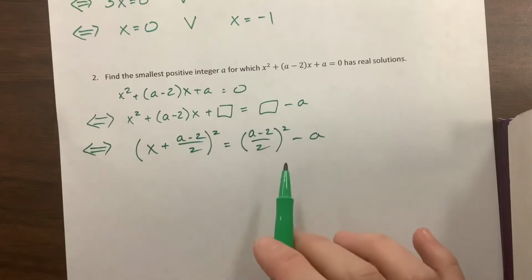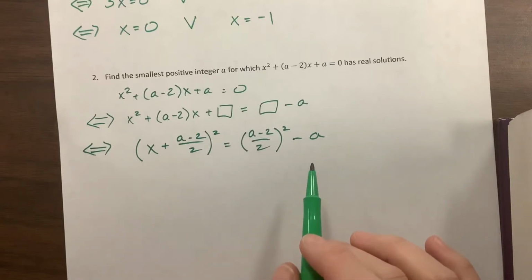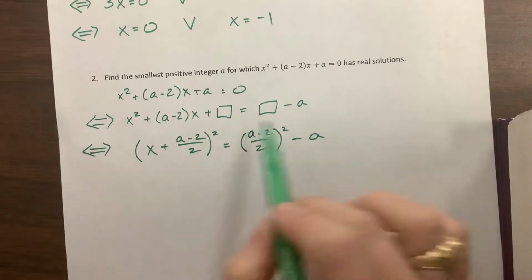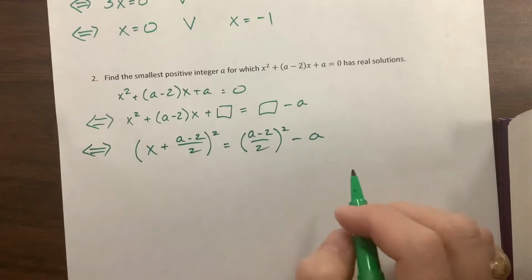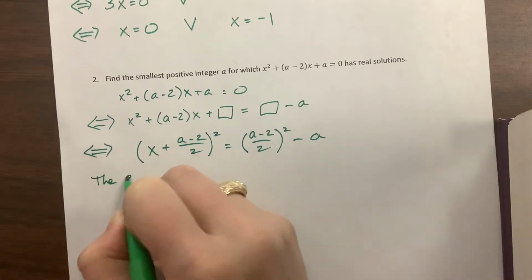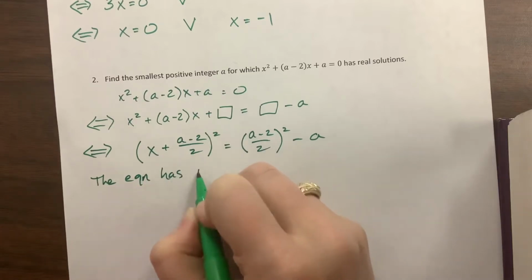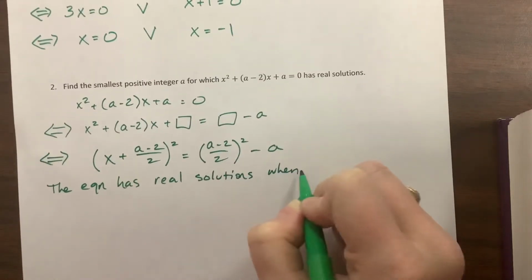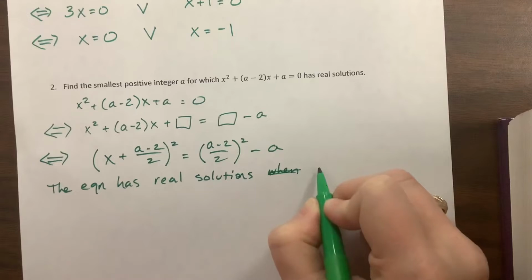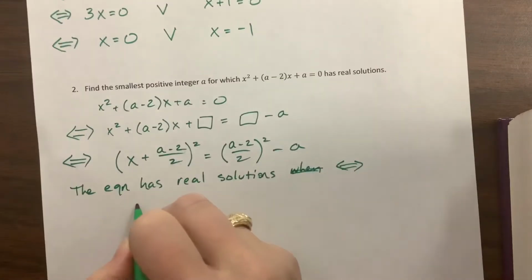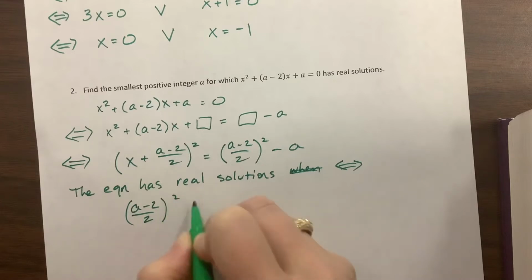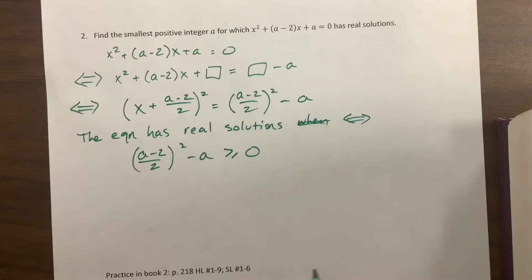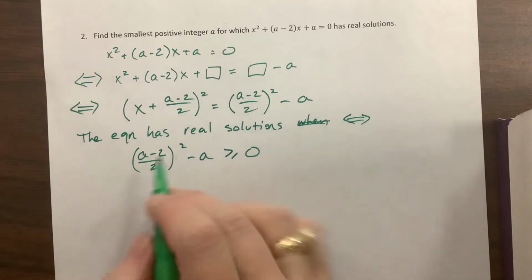And so now what we need, in order for this to have a real solution, is that when we take the square root, we need this part over here to be greater than or equal to 0. So we can say the equation has real solutions if and only if this part, ((a minus 2) over 2) squared minus a, is greater than or equal to 0. Okay, so now the next thing we want to look at is we can square this out.